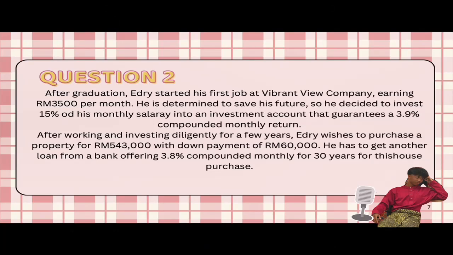After working and investing diligently for a few years, Adri wishes to purchase a property for 543,000 ringgit with a down payment of 60,000 ringgit. He has to get another loan from a bank offering 3.8% compounded monthly for 30 years for this house purchase.